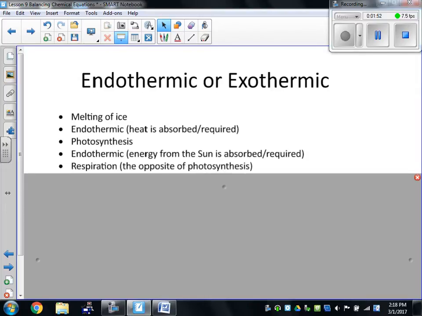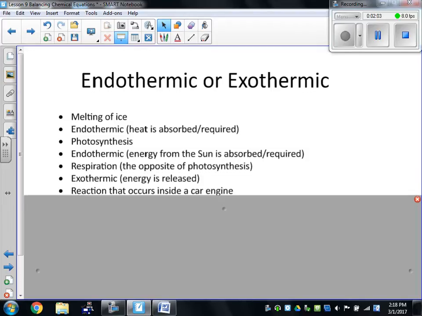Respiration. It's the opposite of photosynthesis. So there you go. Exothermic. Okay. So respiration would be the opposite. So of course, exothermic. Okay.